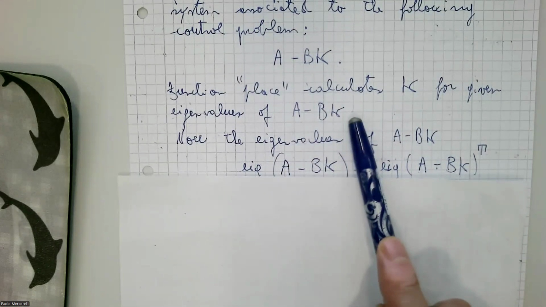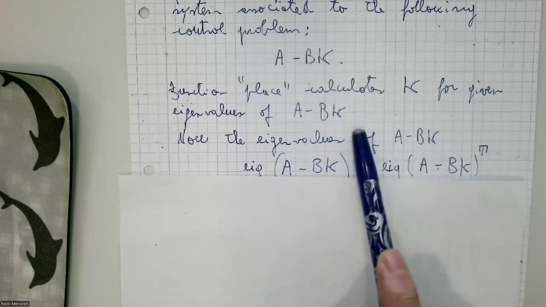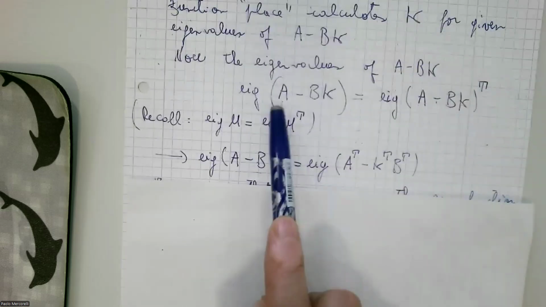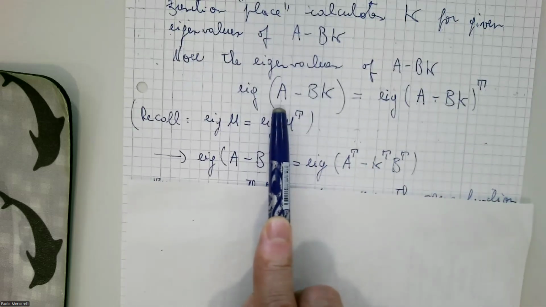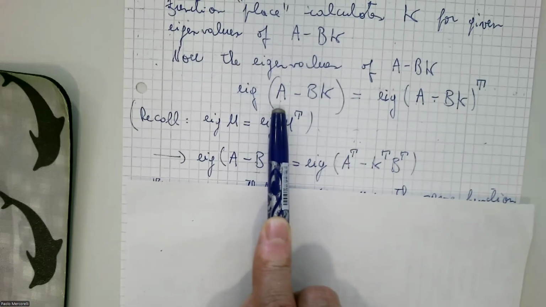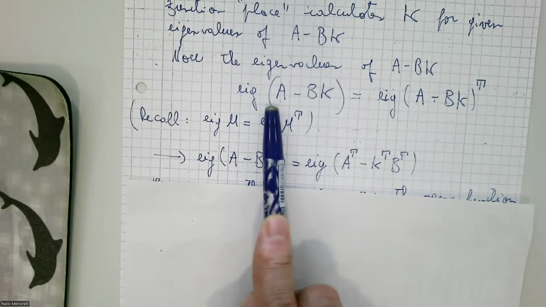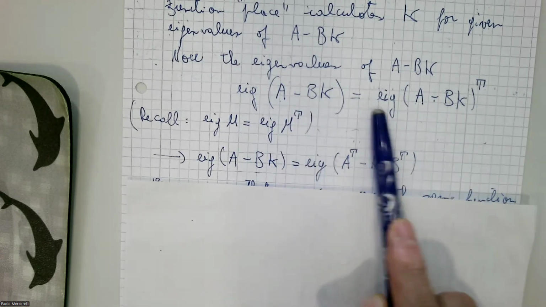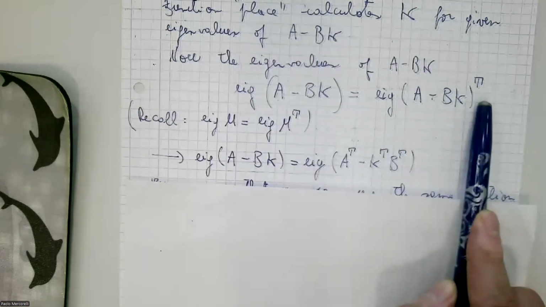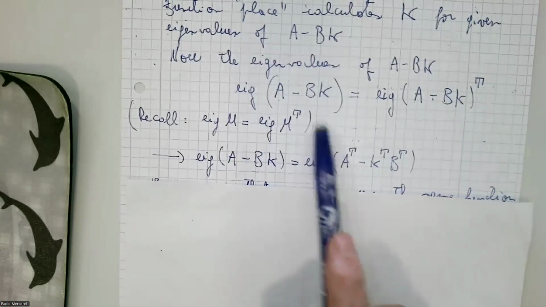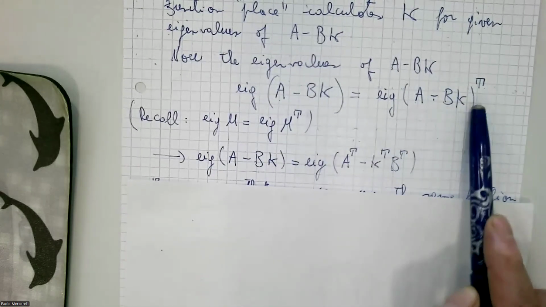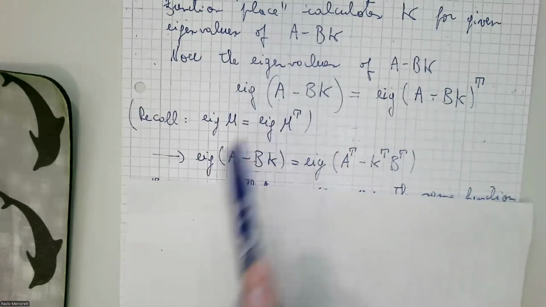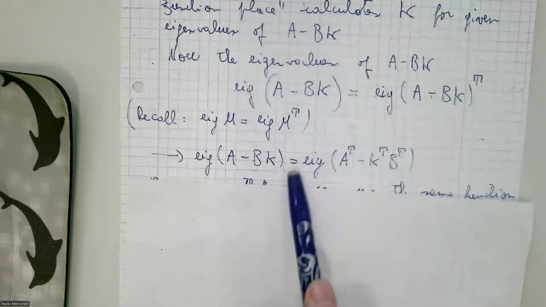Please calculate K for the system here. Now, as I told you, the eigenvalue of the matrix M equals the eigenvalue of the M transpose. This means the eigenvalue of A minus BK equals the eigenvalue of A minus BK transposed. If I apply the transposition here, we have the eigenvalue of A minus BK equals the eigenvalue of A transposed.